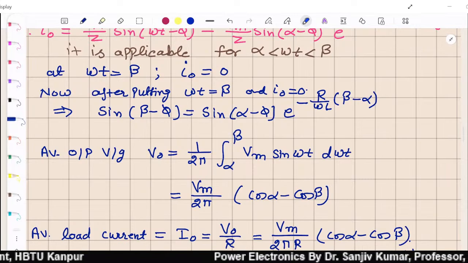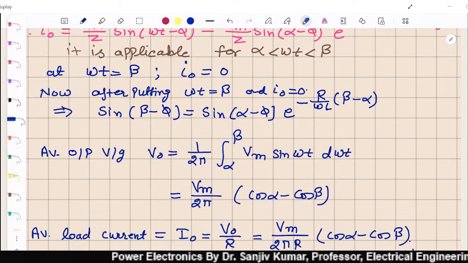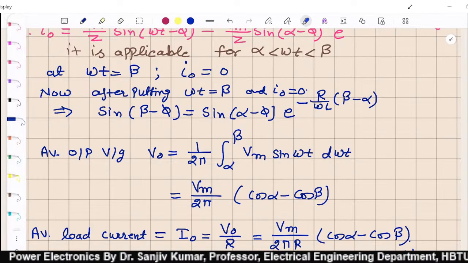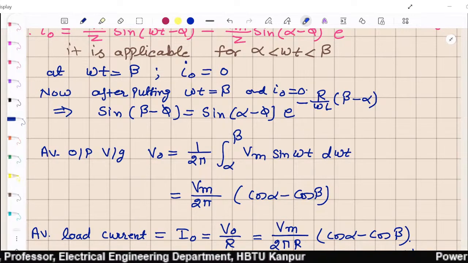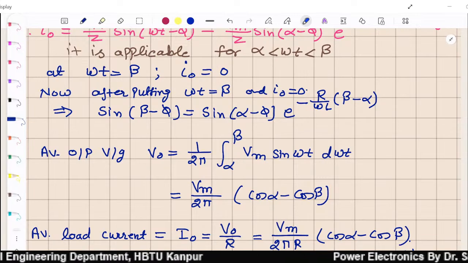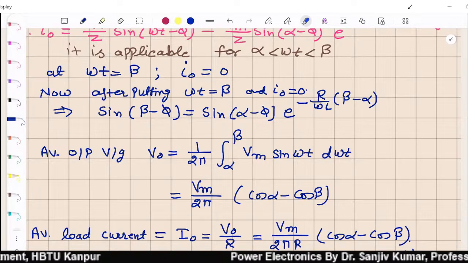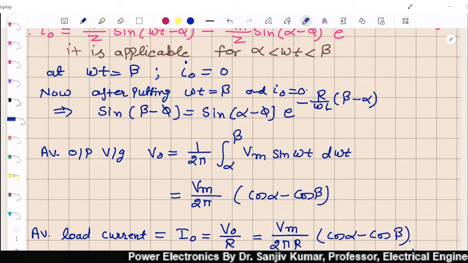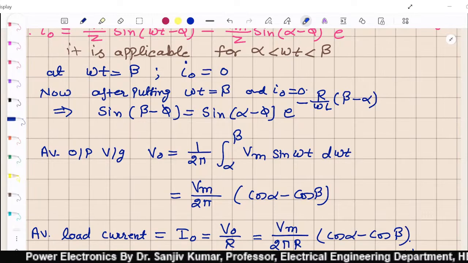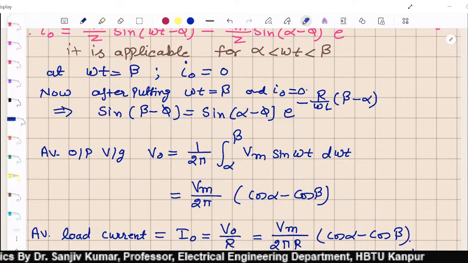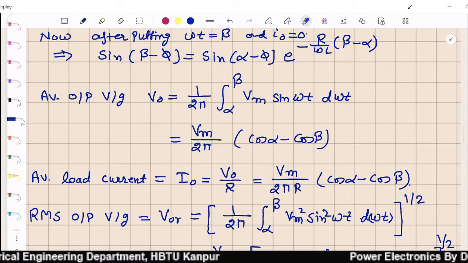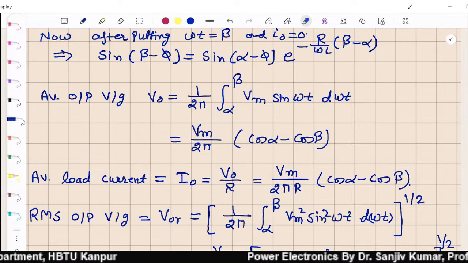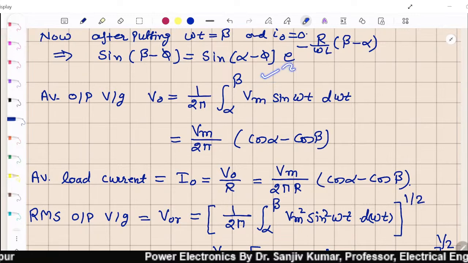The solution of this type of equation is a little bit complex. So what do we do? We apply an approximation method. We assume a value of omega t for which the current is 0. That will give you the value of beta. If it is not coming, we will change it and put again, until we find a value closer to 0, and that omega t value is equal to beta.